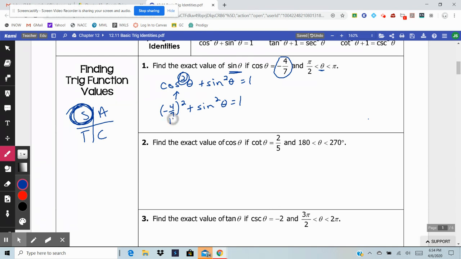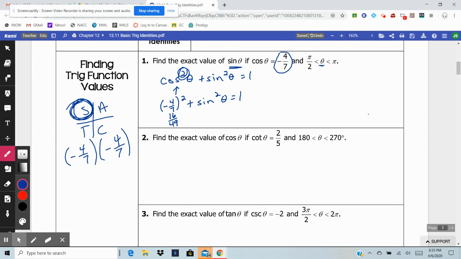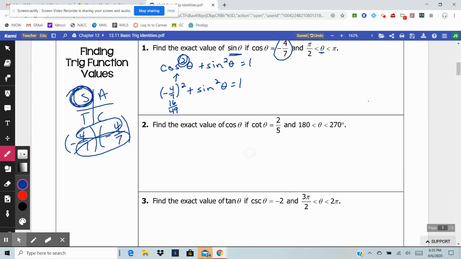Negative 4/7 squared is 16 over 49. To square a fraction, here's all you have to do. That'd be negative 4 over 7 times negative 4 over 7. We know any negative number squared is positive. And then to actually square it, just square the top and square the bottom. Multiply the two bottoms, multiply the two tops. Plus sine squared is equal to 1.